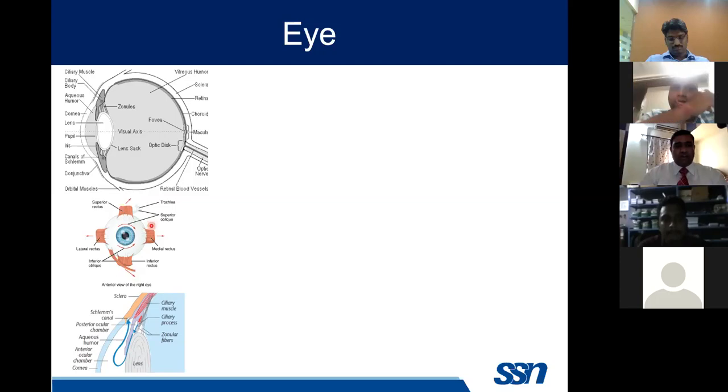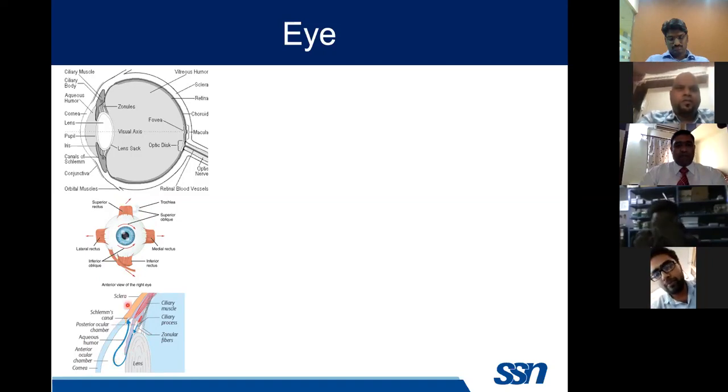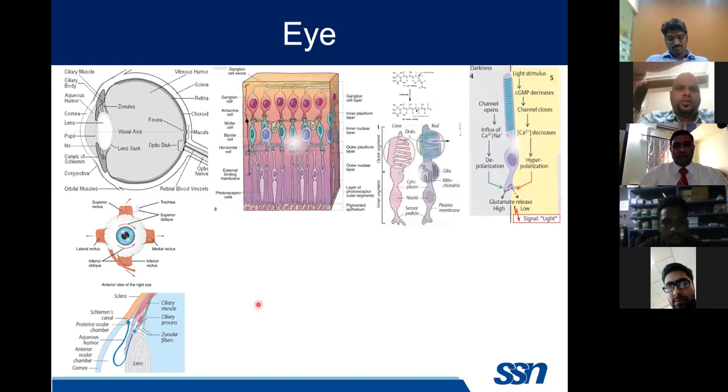So this is your right eye. From the trochlea, the superior oblique muscle goes, and these arrows show the action of each and every muscle. Here I have shown the flow of the aqueous humor in the anterior chamber. Any problem in this flow of aqueous humor causes a disease called glaucoma, a very deadly disease, because of which many people are losing their vision.